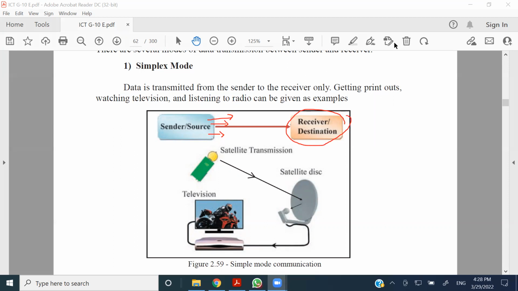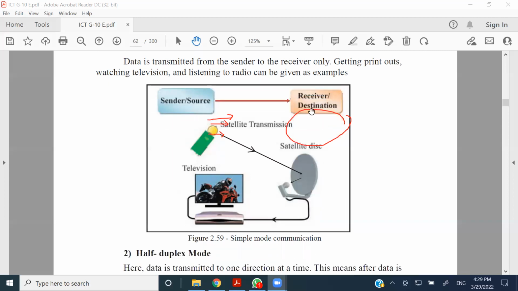So the broadcasting station sends us the channel content, and we watch those things through the TV. We won't be able to communicate with the TV broadcast station through our television, right? It's not possible. So it's a one-way communication. They are sending and we are watching. So it is called simplex mode. Data communication happens from sender to receiver, or we call it unidirectional, right?